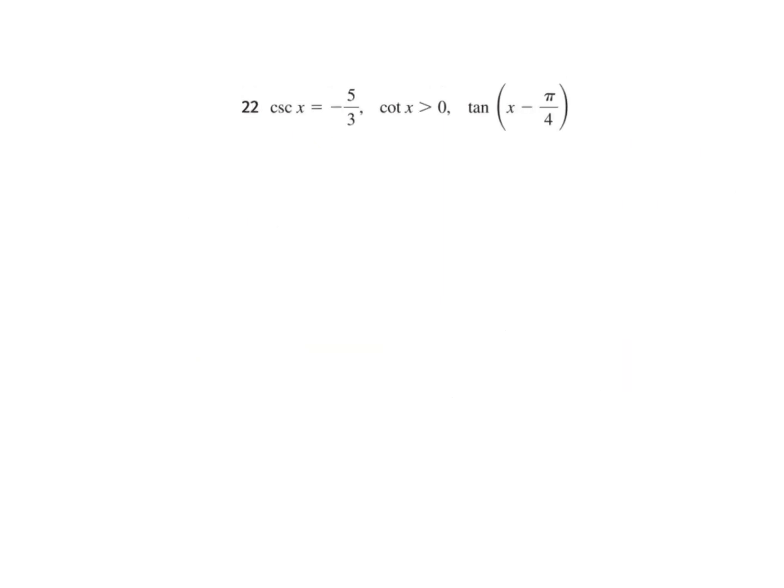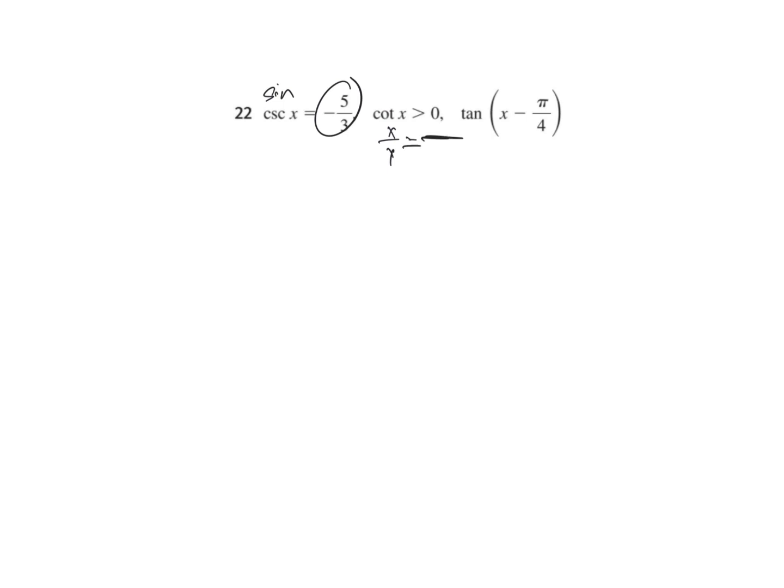Cosecant is the same as sine, so that would be the y value is negative. Cotangent is x over y. It's positive, so if y is negative, then x has to be positive. Oh, cotangent is positive, I'm sorry. So that means x has to be negative as well for cotangent to be positive. So again, we're in the third quadrant. The sine of x is equal to negative 3/5.